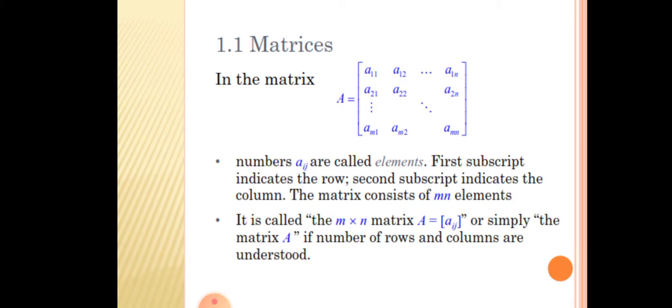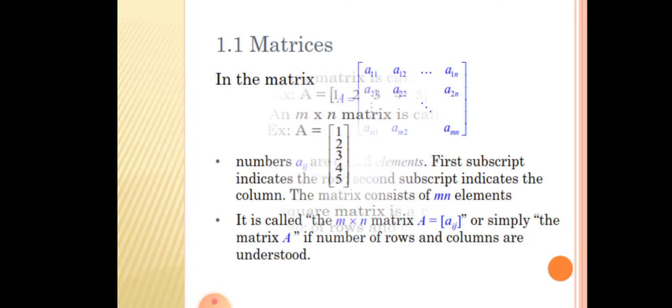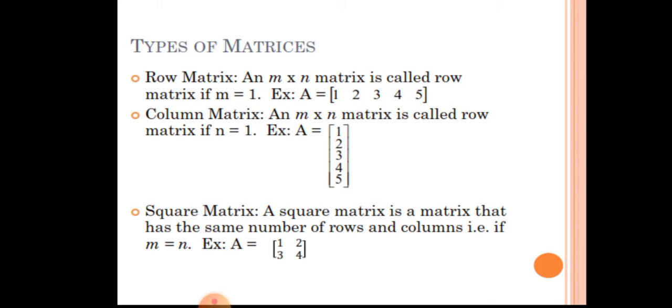Also, we have many types of matrices. Type 1 is the row matrix. If a single row is given, it is called a row matrix. If a single column is given, it is called a column matrix. Mainly, we have to know the square matrix. In a square matrix, the number of rows and the number of columns should be equal, that is, the same. Then we can say it is a square matrix.